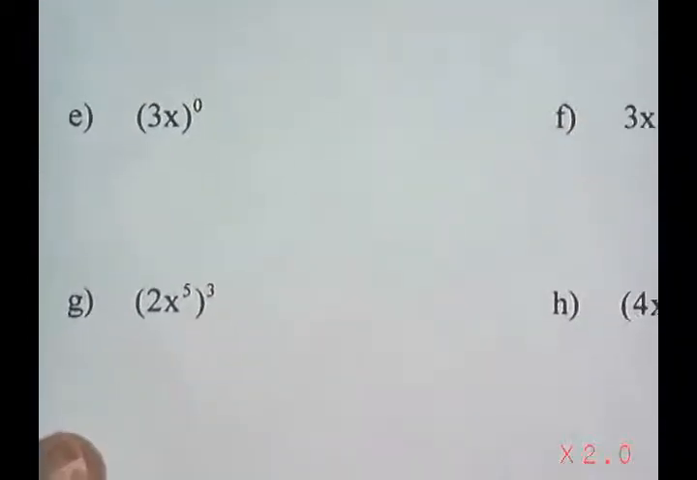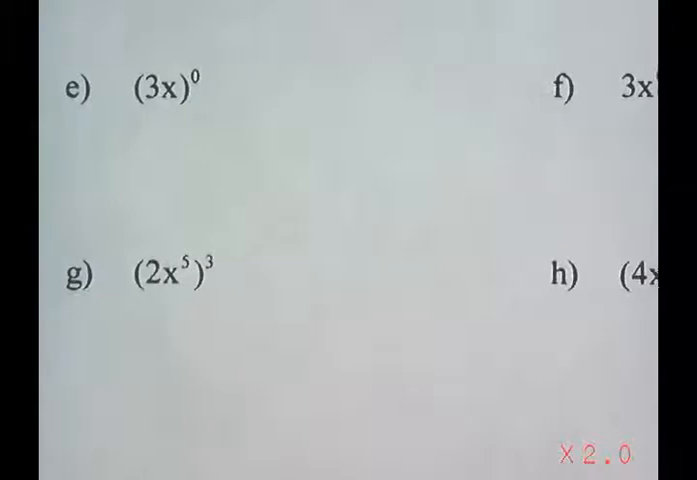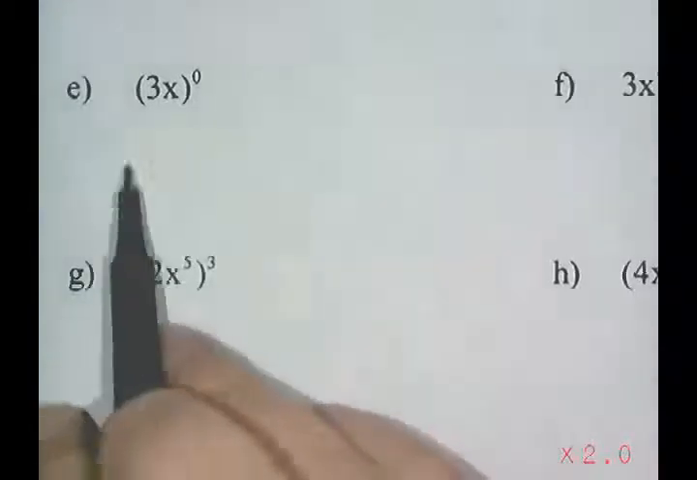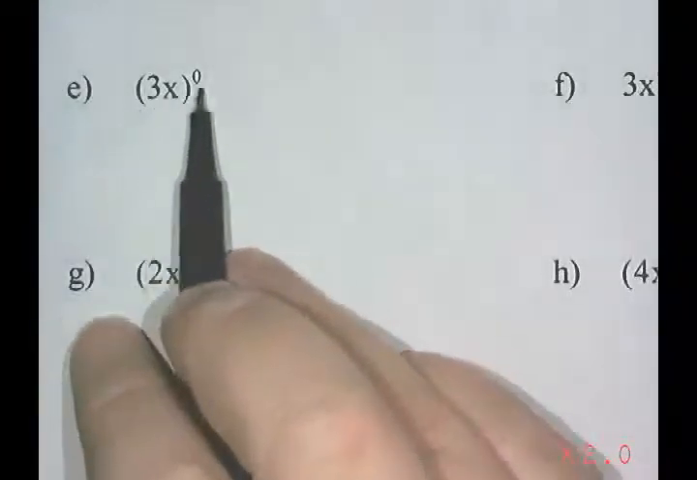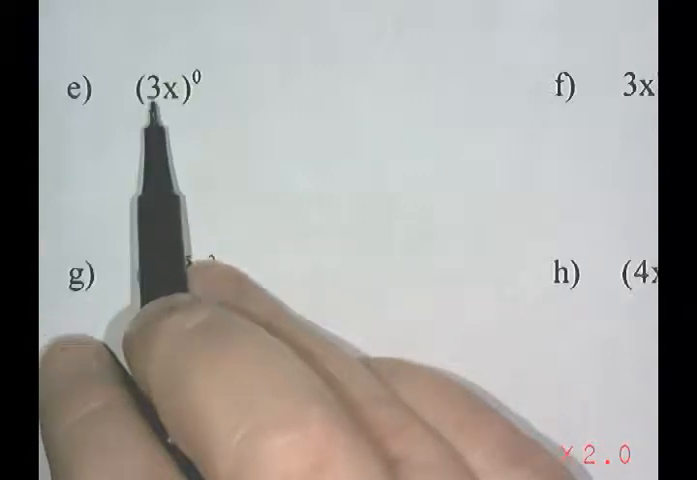If I take a look at the next two, they all have to do with the power of 0. So this one here, we have 3x to the power of 0. And we learned the rule for the power of 0 is that anything to the power of 0 is 1. So here I have 3x in a bracket, all to the power of 0. Since this whole thing is to the power of 0, this just equals 1.